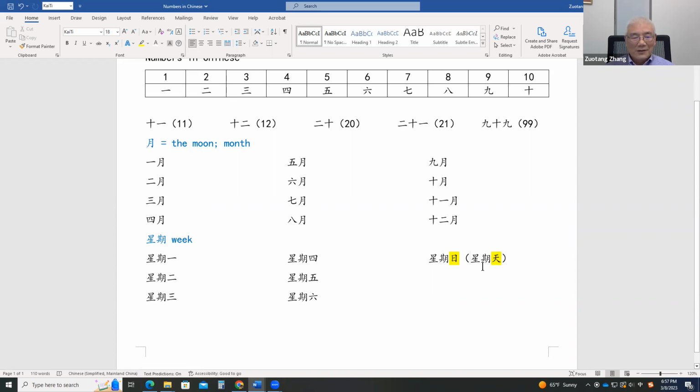Okay. I hope that this helps you learn not only the numbers, but the 12 months and the 7 days in a week. Now, would you like to read after me? 一, 二, 三, 四, 五, 六, 七, 八, 九, 十. Okay. And 十一, 十二, 二十, 二十一, 九十九.